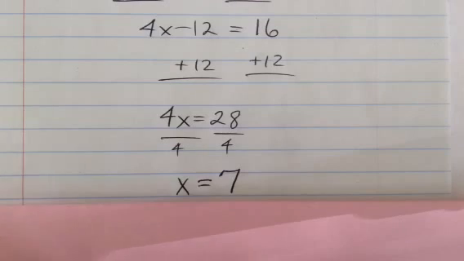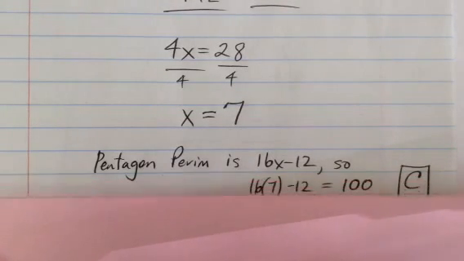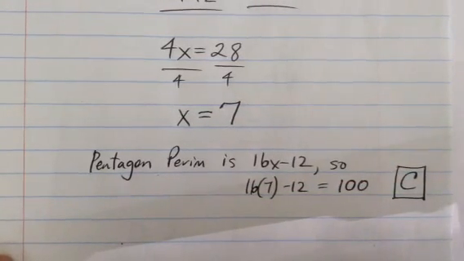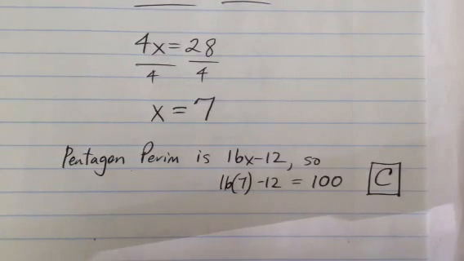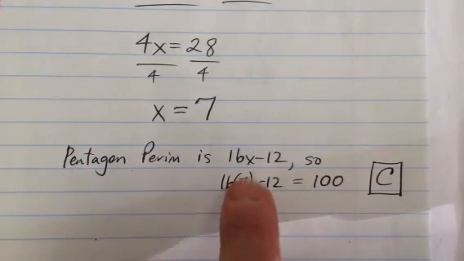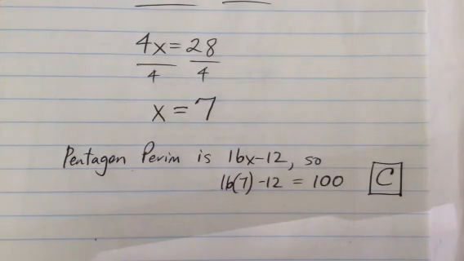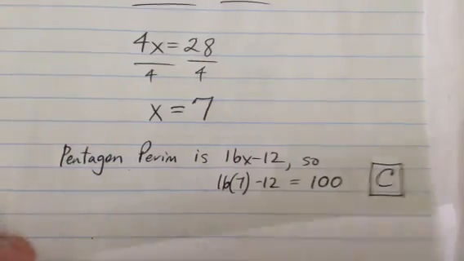If you go back up to the very part of this problem and look at the pentagon perimeter, that was 16x minus 12. So if I plug in what x is equal to, in this case 7, into the x, I get 16 times 7 minus 12 equals 100. The answer is C.